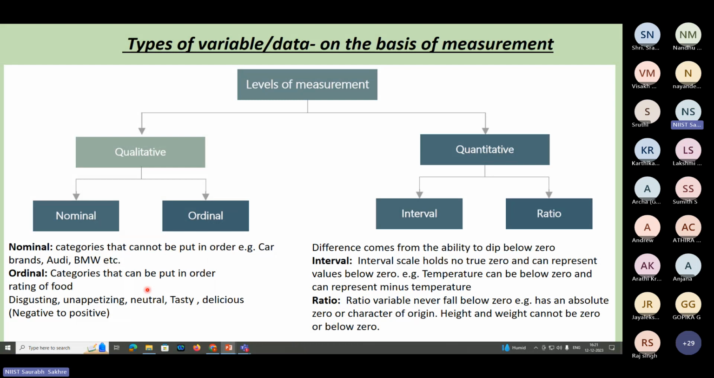So accordingly, you can rate our Miss Canteen and let me know later on. You can type it in the chat box also. I hope nominal and ordinal is clear to you.